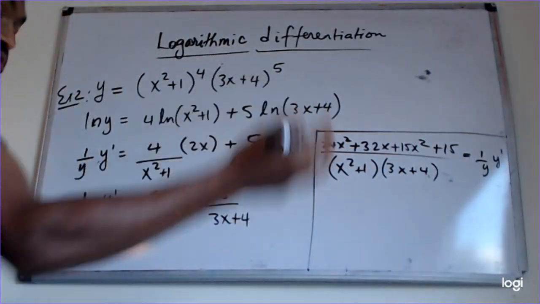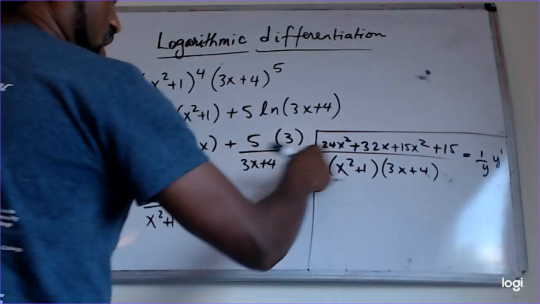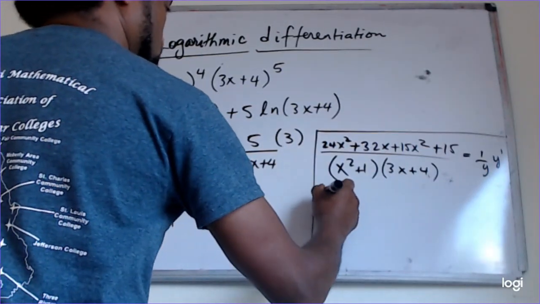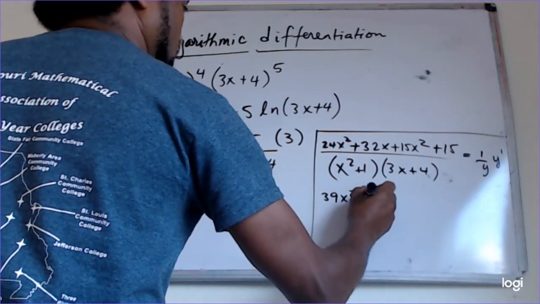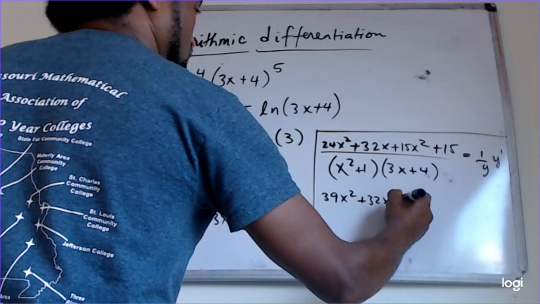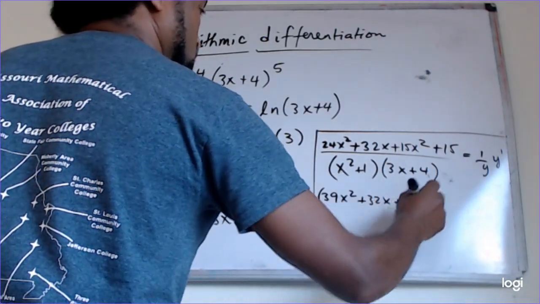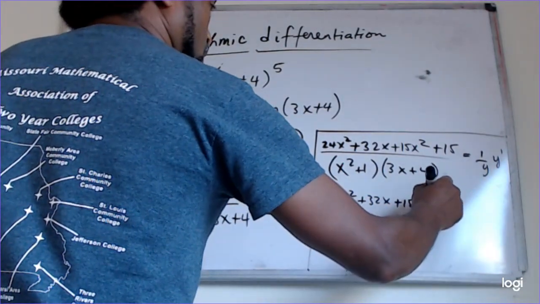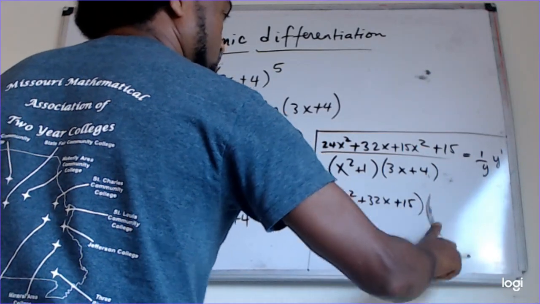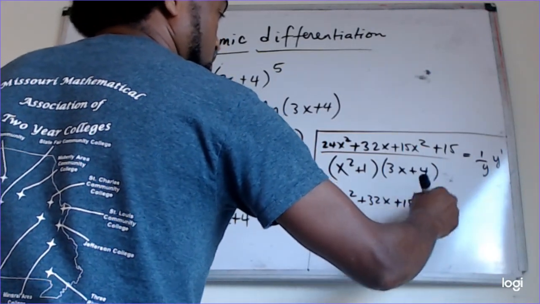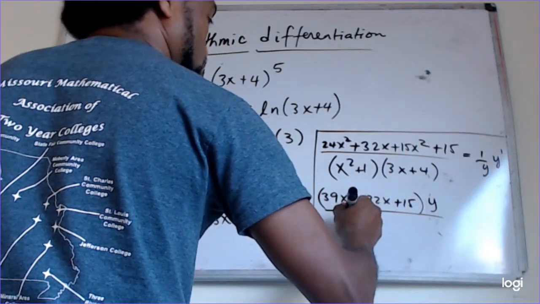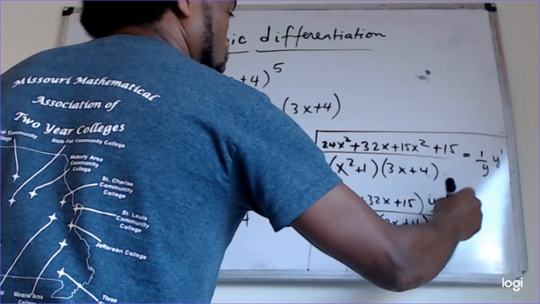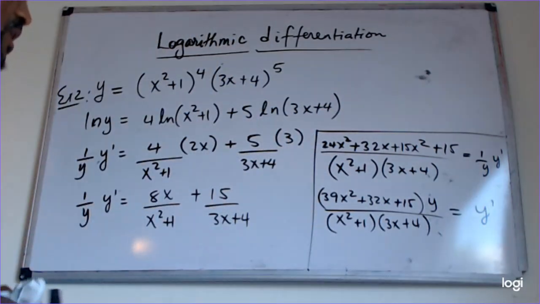It's okay if I put it on the other side, it's fine. So if I combine like terms, 24x squared plus 15x squared is 39x squared. So that's 39x squared plus 32x plus 15 times y, over x squared plus 1 times 3x plus 4. That will be my y prime. Okay, that will be my y prime.